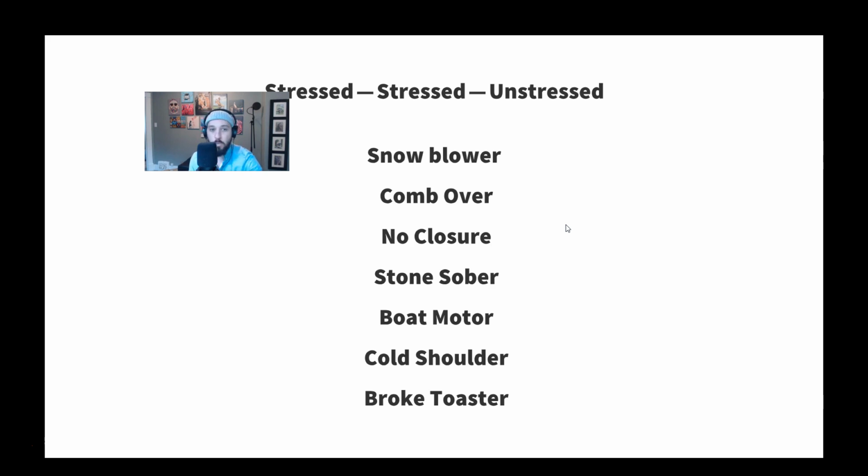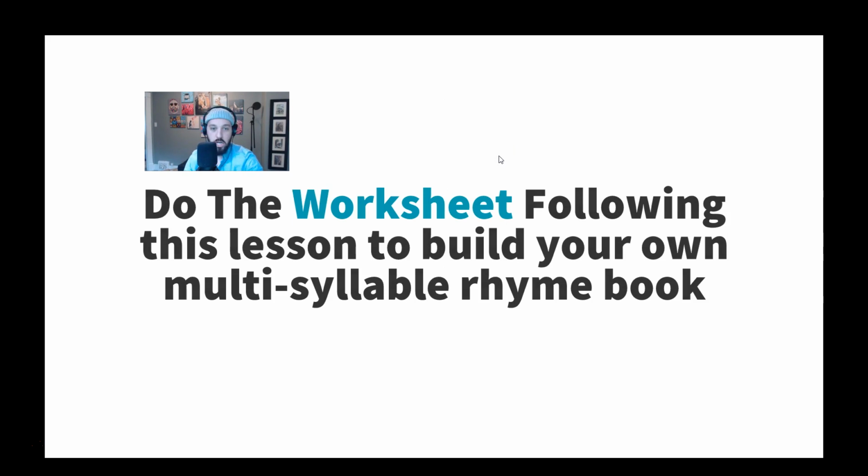I saw his comb over after hitting him with a snowblower. I got no closure from being stone sober. The boat motor, give him the cold shoulder. I don't know how I fit broke toaster into there, but you can understand what I mean by the first part of the rhyme doesn't need to be as perfect, whereas the second part of the rhyme or the last part of the rhyme does need to be closer to tight, which is super interesting to understand.